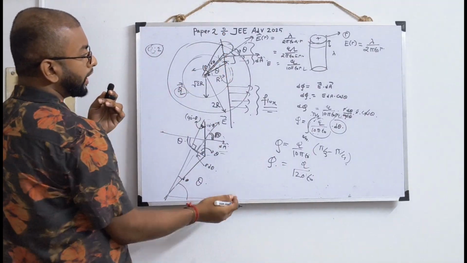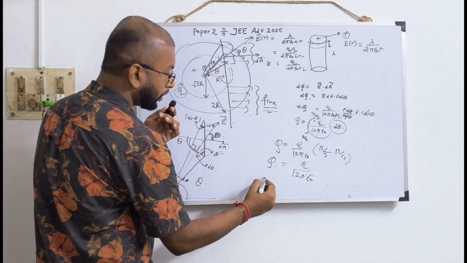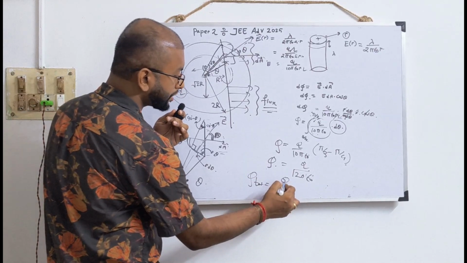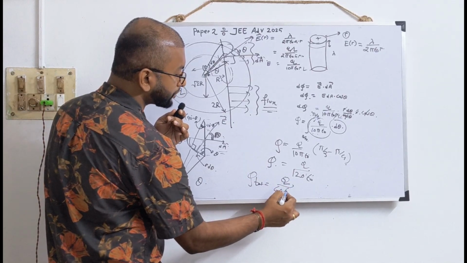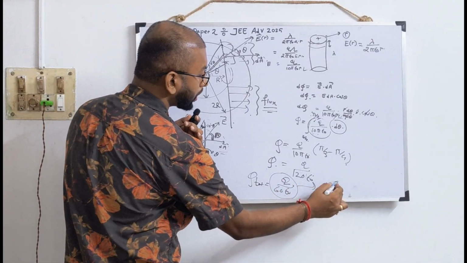To find the flux through the entire plane, you have to multiply by 2, because on the other side also there is one portion of the plane existing. So phi total is twice this, so it is Q by 60 epsilon naught, and it matches option C. So our answer is option C.